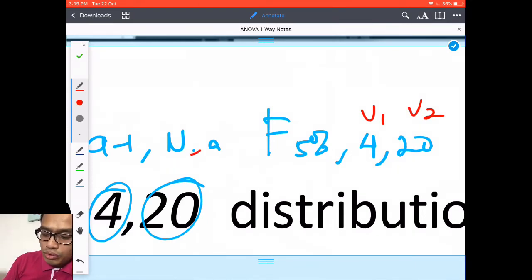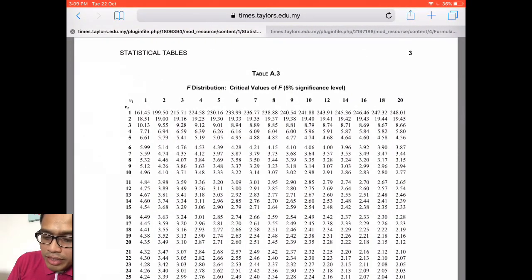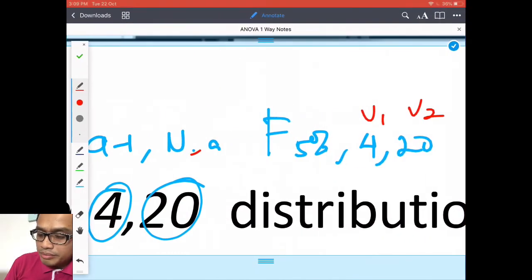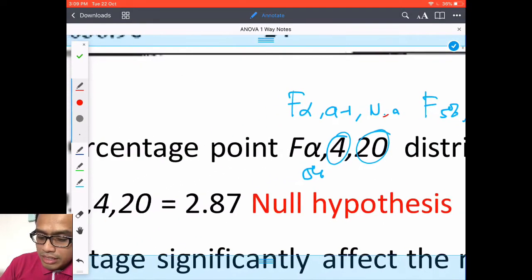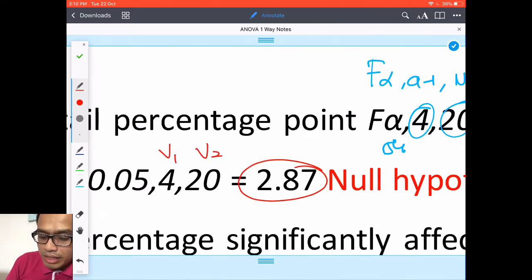So let's go to our statistical table. This is your V1 above here, this is your V2. V1 is 4, V2 is 20, and if you cross them, you get 2.87. Under V1 equals 4, under V2 equals 20, 2.87. Let's go back to our lecture. Our result was 4, 20, again V1, V2, and 2.87.